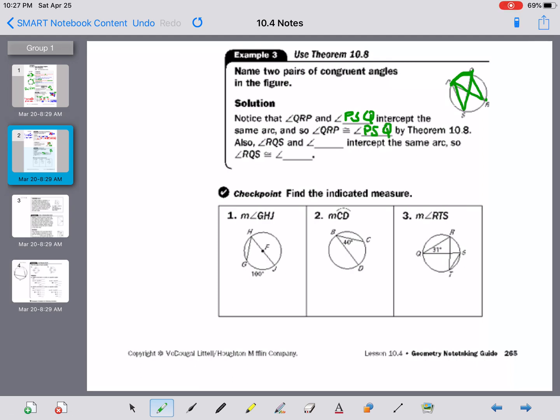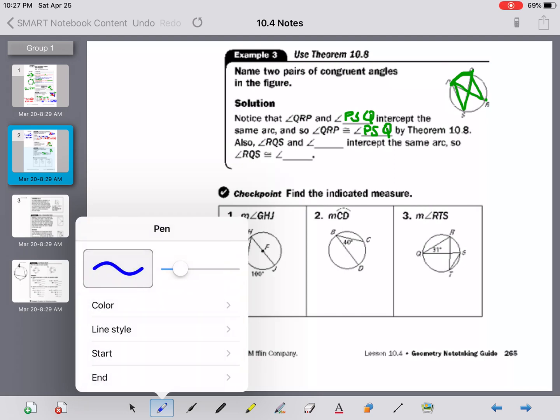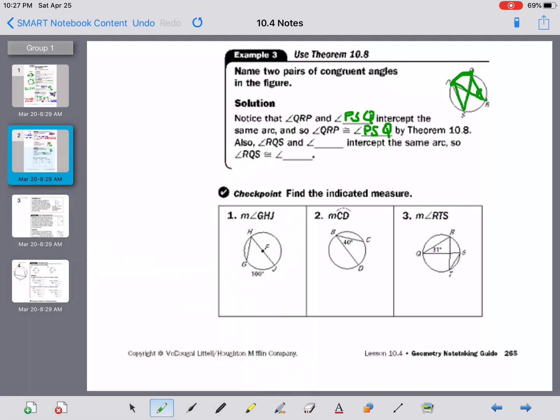Changing colors here so we can focus. By the way, let me go back to my green one time here. I do want to focus and make sure you realize we were talking about QRP. This is angle R, QSP, this angle S. So those two are congruent.